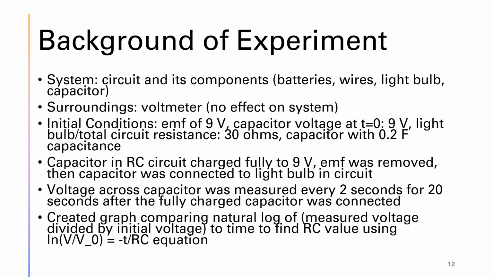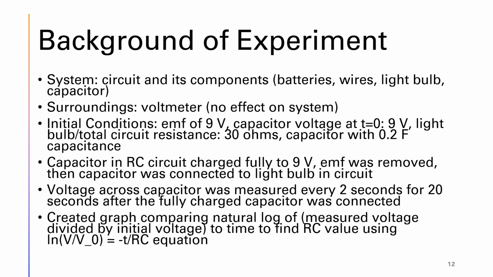The system in the experiment was the circuit and its components, which are the batteries, wires, light bulb, and the capacitor, and the surroundings were the voltmeter, which had no effect on the system. The initial conditions were an EMF of 9 volts, the capacitor voltage at time equals 0 was 9 volts, light bulb and total circuit resistance of 30 ohms, and the capacitor had a 0.2 farad capacitance.